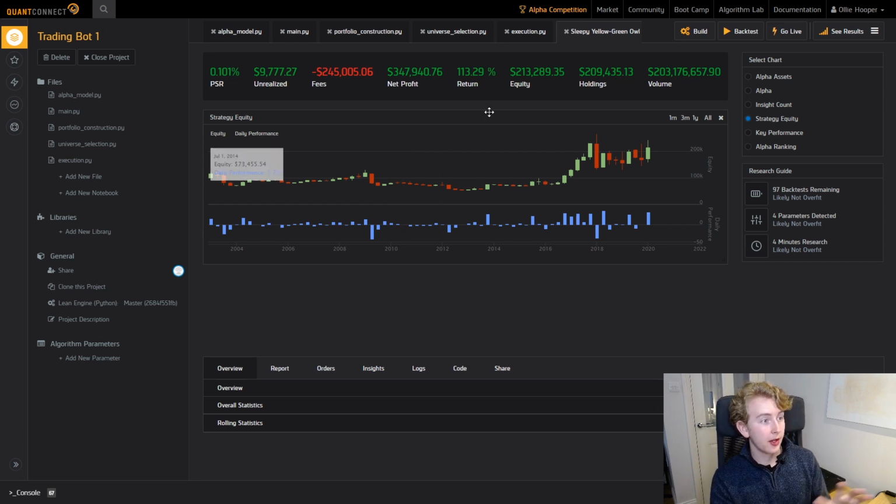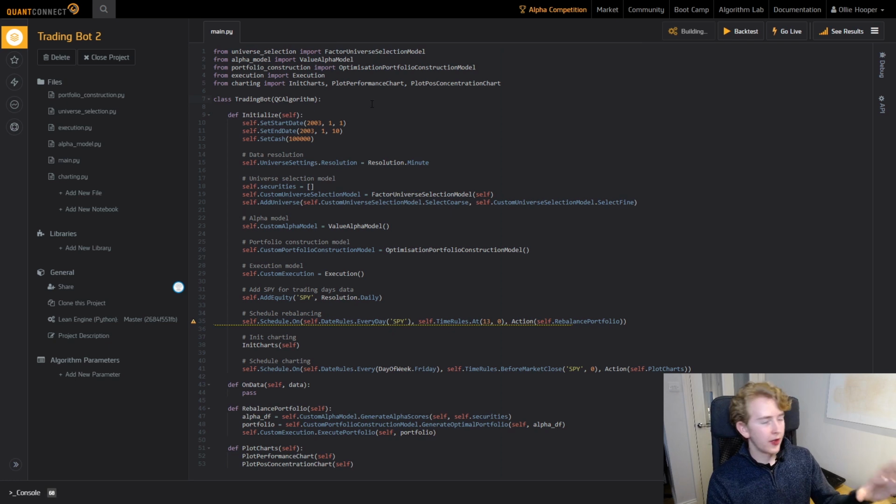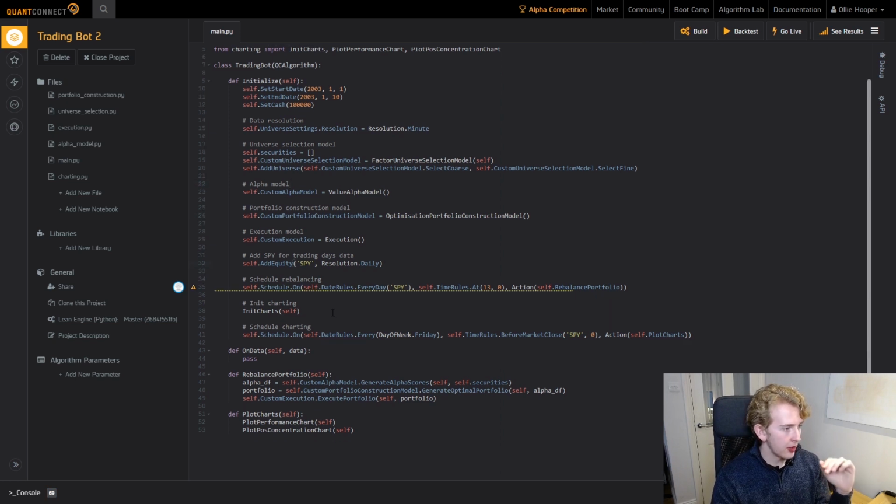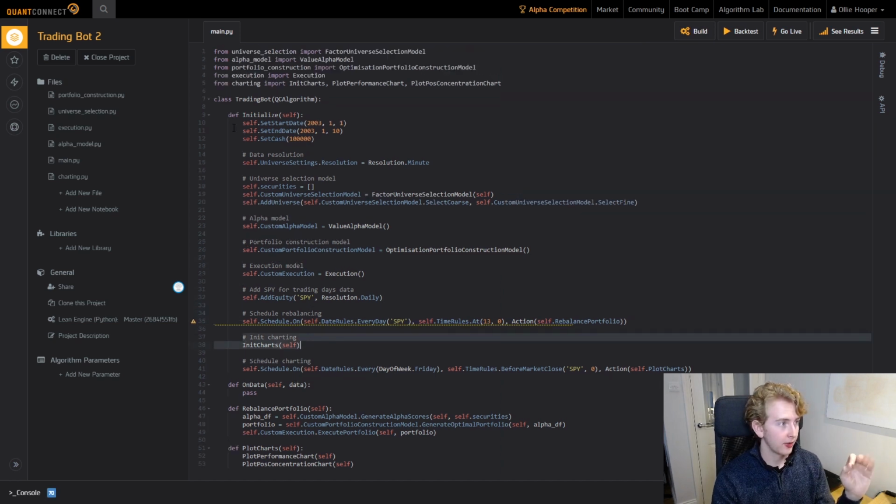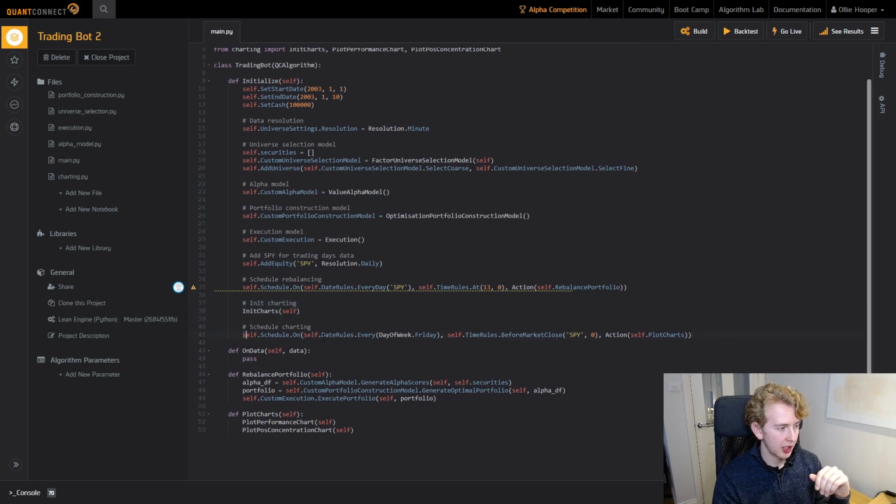So let's first start off with how we actually do charting. Here I've just created a new algorithm. You can easily clone algorithms in QuantConnect, and I added the charting onto it. It will produce the same backtest, but we'll just have charts alongside it. The changes in the main script are that we've got init charts, which comes from our charting file in here, which I'll go into afterwards. And then we schedule our charting. Currently, QuantConnect has a limit of 4,000 data points per chart. And there are more than 4,000 days between now and the start of 2003.